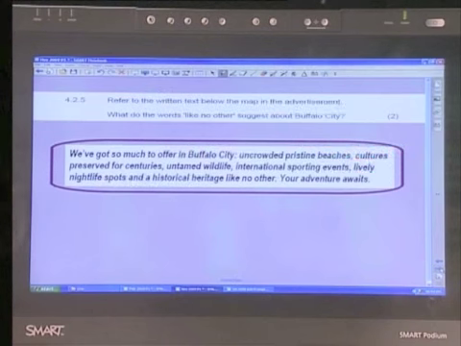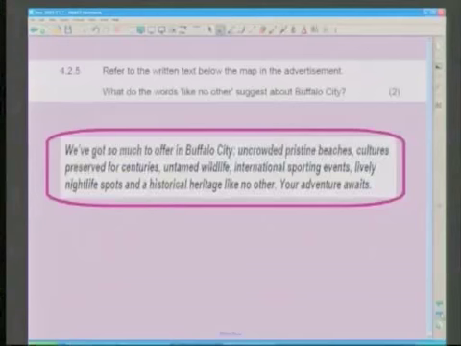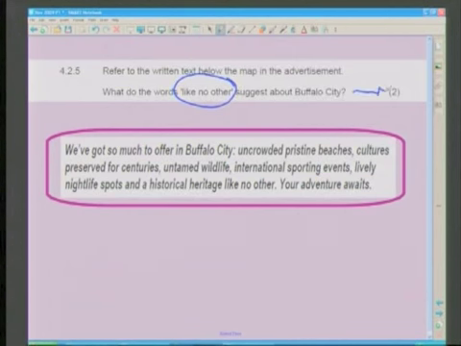Now, the next question that we need to look at is 425. Refer to the written text below the map in the advertisement. What do the words "like no other" suggest about Buffalo City? Again, you look at the marks given there, 2 marks. Now, we get this where it's written, we've got so much to offer in Buffalo City: uncrowded pristine beaches, culture preserved for centuries, untamed wildlife, international sporting events, lively nightlife, sports, and a historical heritage like no other.